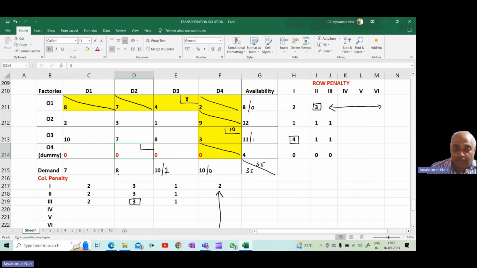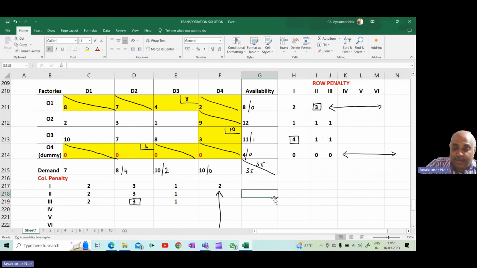Availability is 4, demand is 8. So the lower of the two is 4. This will become 0 and this will become 4. Since it has already become 0, for this particular row you need not calculate penalty cost. Cancel out this particular row completely. So no more allocation to this particular row.